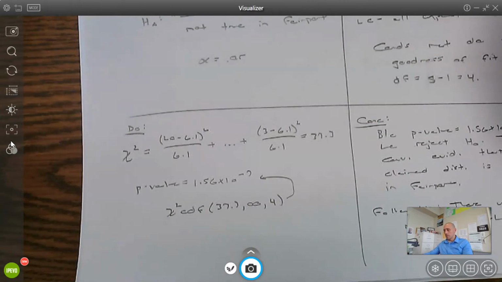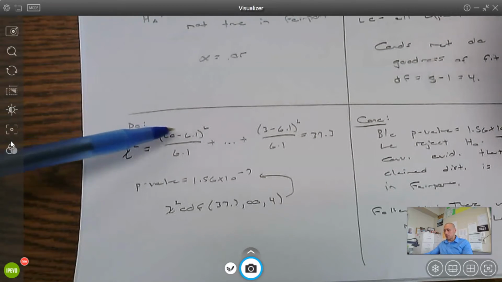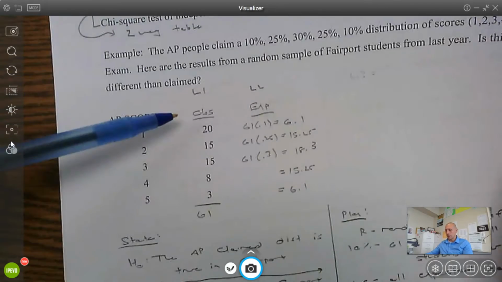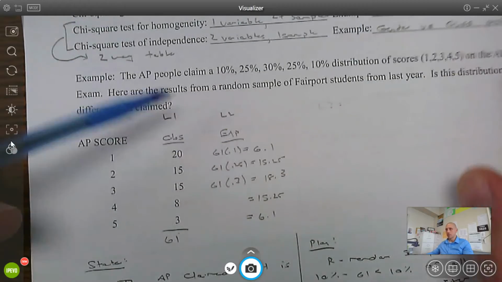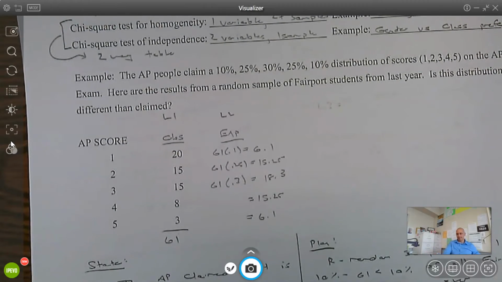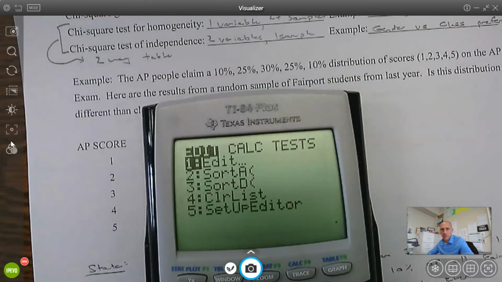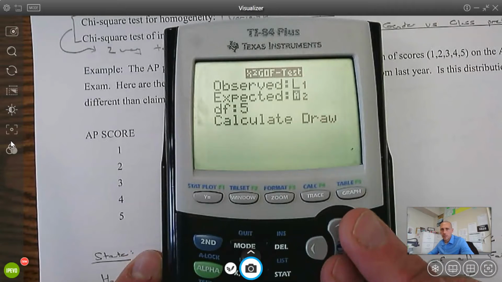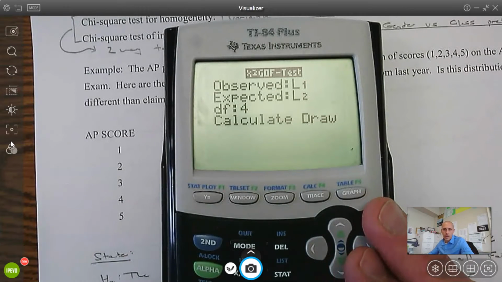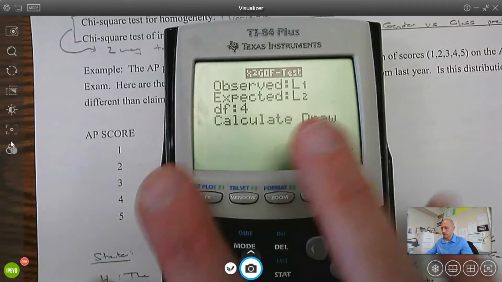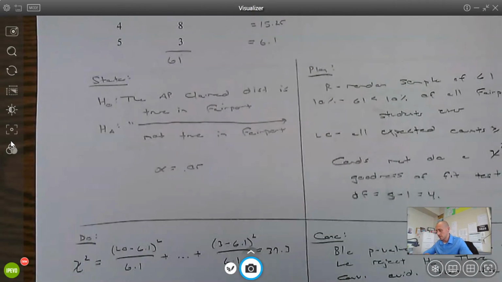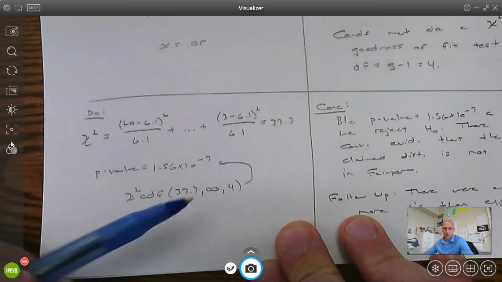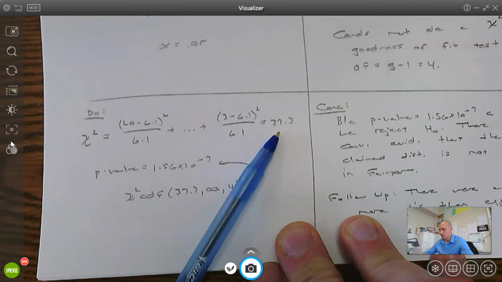The do step: it's going to be the observed minus the expected squared divided by the expected, sum these up. But I can have the calculator do the work. If I plug the observed in list 1, the expected in list 2, and then go to stat test, goodness of fit test, as long as I have those in there and then put in the degrees of freedom, and hit calculate, what's going to spit out at you is the test statistic, the p-value, and your degrees of freedom, but you had to input them. So I like kind of doing this by hand just to show you.